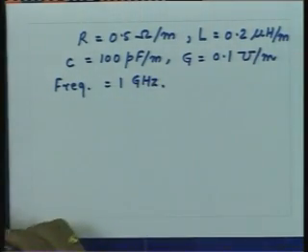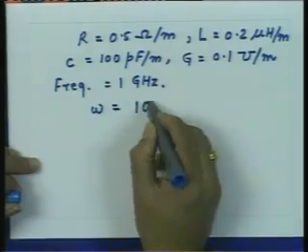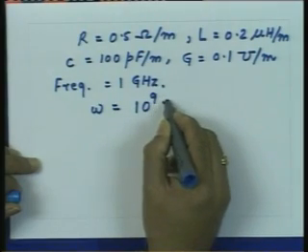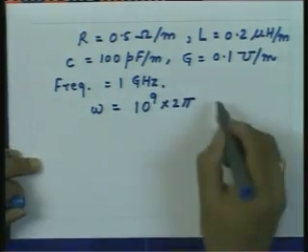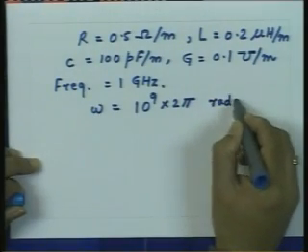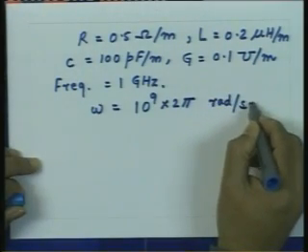One may ask you to find out what is the propagation constant, or explicitly we can calculate what is the attenuation and the phase constant for this line. First, converting the frequency into the angular frequency, we have omega equal to 1 gigahertz, which is 10 to the power 9 hertz into 2 pi radians per second.